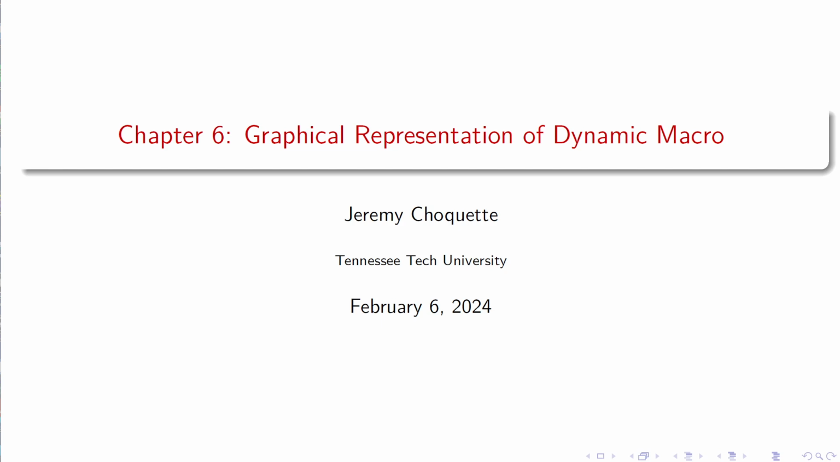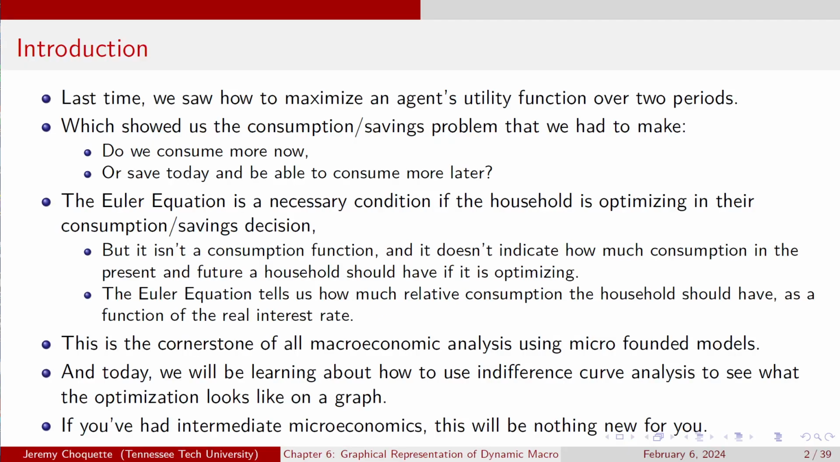So, really, we're just picking up where we left off with Chapter 5, because last time we saw how to maximize an agent's utility function over two different periods. We had period t and period t plus 1. And we learned about that consumption-savings problem with the decision that we had to make. Do we consume more now, or do we save today to be able to consume more a little bit later?